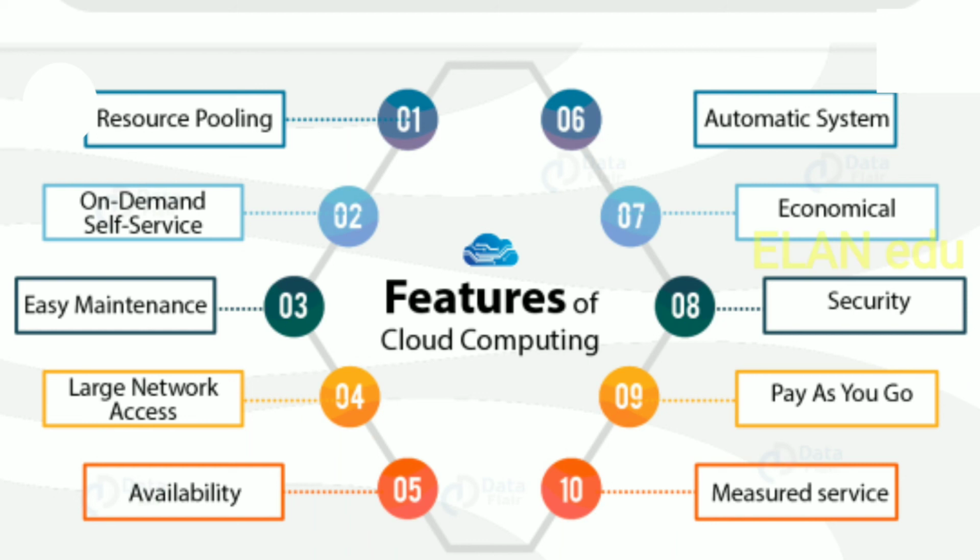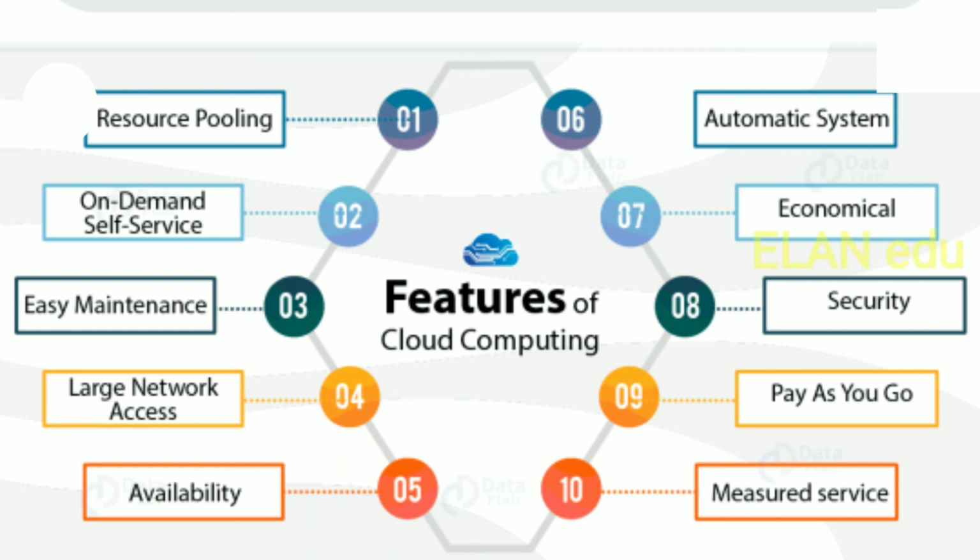The third feature of cloud computing will be easy maintenance. That is, we can easily upgrade or easily patch the cloud computing servers. The fourth feature will be large network access, that is AWS, Azure, and as well as Google Drive. AWS, that is Amazon Web Services, has nearly 240 locations in the overall world.